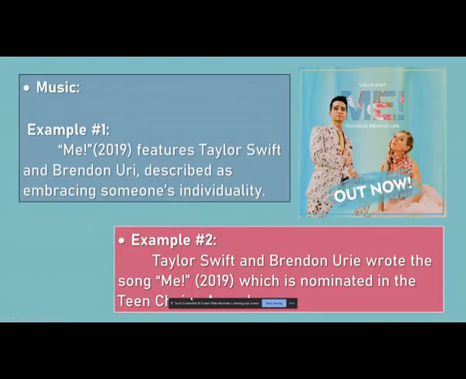Okay. Now, in music, you can use the album title or the song title, and then followed by the year it was released, and then features Taylor Swift and Brendon Urie, the artists, and then described as embracing someone's individuality. Or you can have a different caption for that. Or you can use example number two: Taylor Swift and Brendon Urie wrote the song "Me," enclose the date in parentheses, the year when it was produced, which is nominated in the Teen Choice Awards. Okay, so that's how you do that.